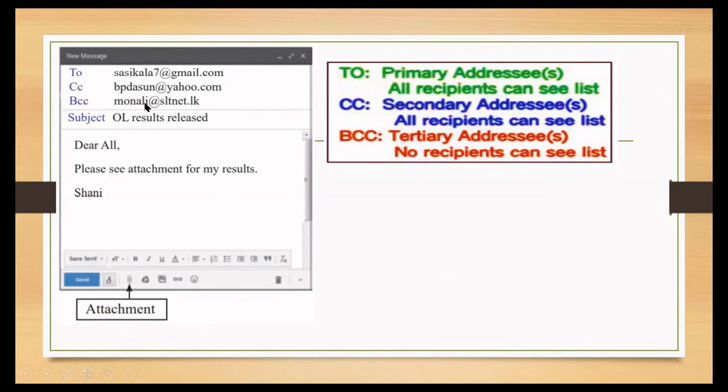Here you can see Monali, right? So when Monali gets this email, she can see BB, Dasun and Sasikala 7. Those addresses Monali can see, right? But Sasikala 7 cannot see Monali and BB Dasun cannot see Monali, because you have to think about that invisible cloth, Harry Potter's cloth. Just like that, they cannot see this, right? If you want to send this message to 10 persons, you can put BCC, so they don't know who the others are.